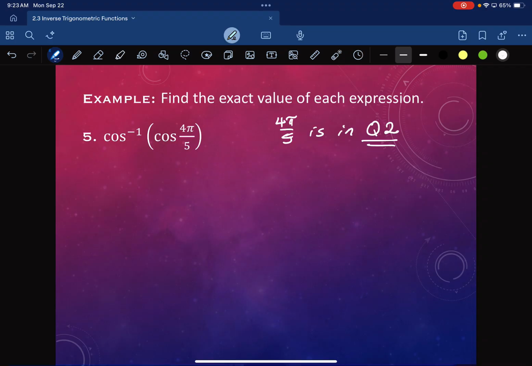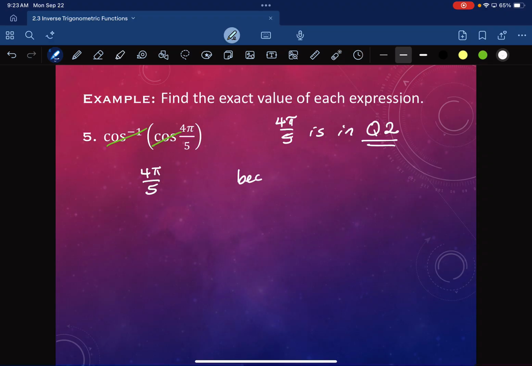Well, is cosine defined in quadrant 2? It's that chart. Cosine is quadrant 1 and quadrant what? Is it 2 or 4? 2. Right? This works. This is in quadrant 1 or 2, specifically in quadrant 2. So these actually will reduce or cancel one another out. They're inverses of one another. 4 pi over 5 ends up being my answer.